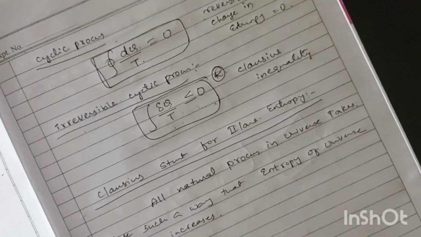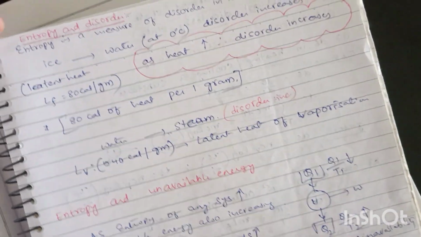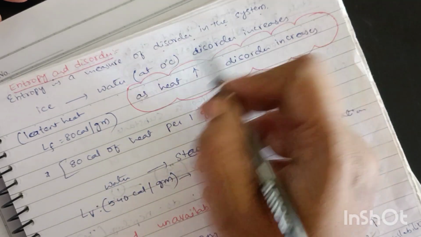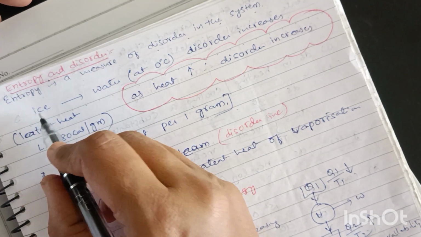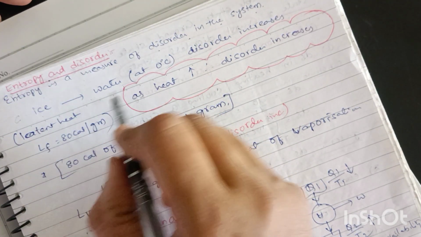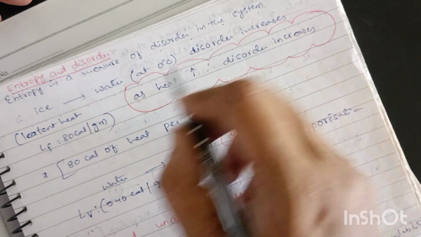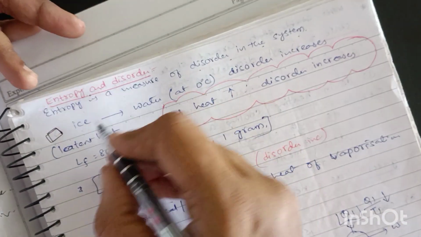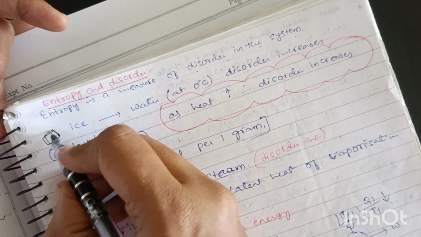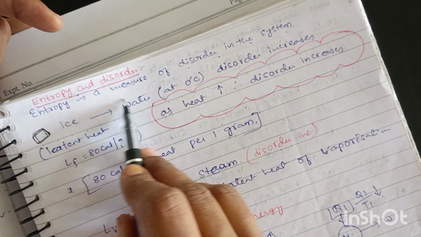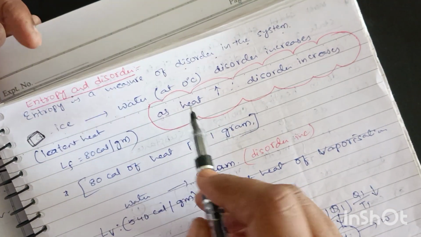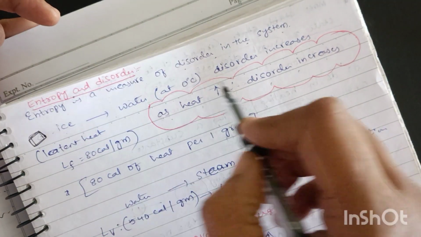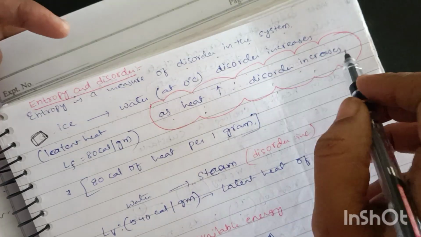Okay, so we have some points on entropy, that is, entropy and disorder. Entropy is a measure of disorder in the system. Here an example: ice converting into water. Disorder increases. Ice is the ordered form of the water, and water is not ordered, so orderness is decreasing. As heat increases, disorder increases.